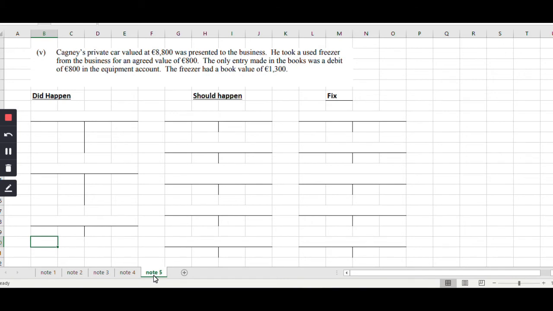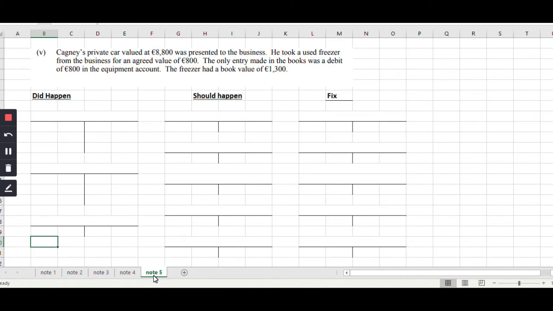Now, note number 5, and this is probably the hardest note in this year's questions in 2014. So I'll take my time and explain each step. So first of all, again, we have a did, a should, and a fix. Are we going to need them?